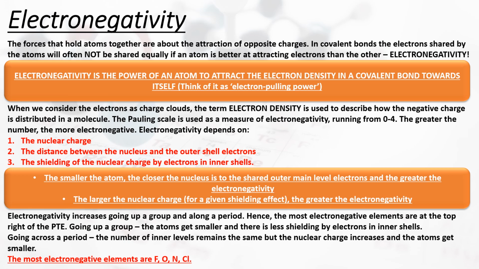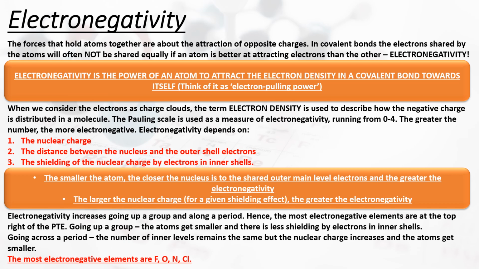You can imagine the idea of the nuclear charge and the distance being that first one to do with how small the atom is, and the nuclear charge and the shielding of that nuclear charge being essentially if the electrons are much further out, then they are the outer electrons, the ones that are going to be involved in the covalent bond, the valence electrons, they're much more shielded from that nuclear charge by the inner shells, if there's many inner shells before it. So electronegativity increases going up a group, and it increases going along a period. So the most electronegative elements, therefore, are at the top right of the periodic table of elements.